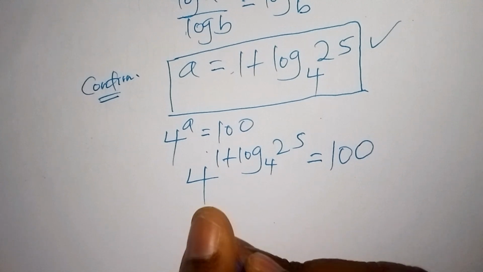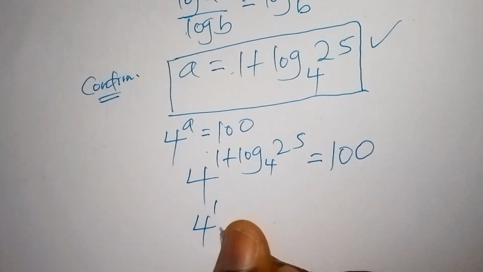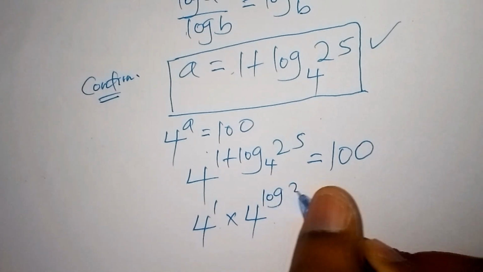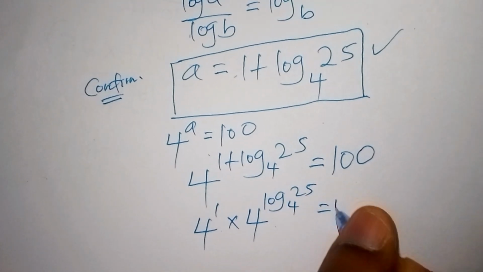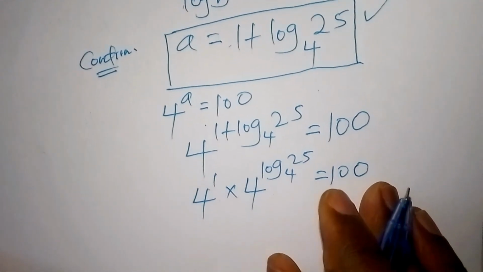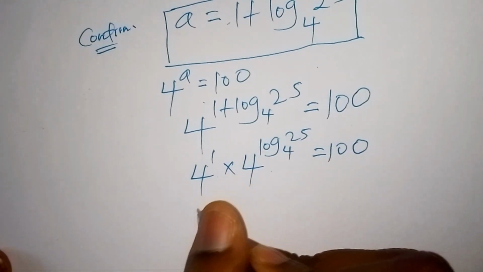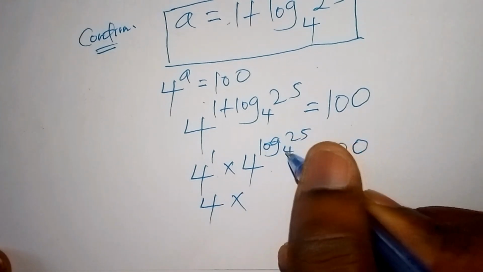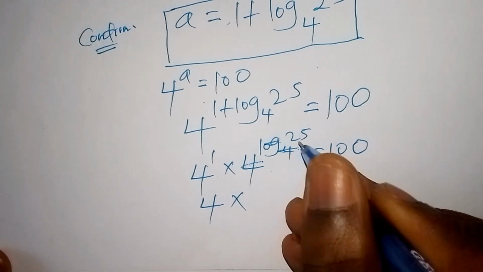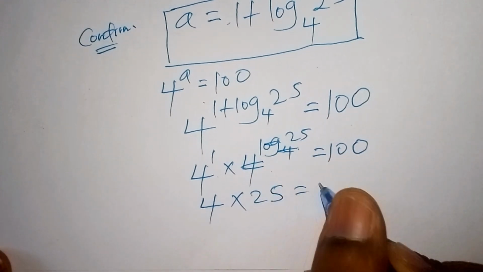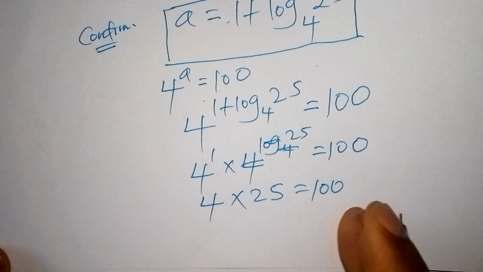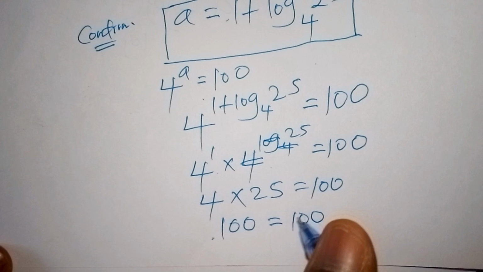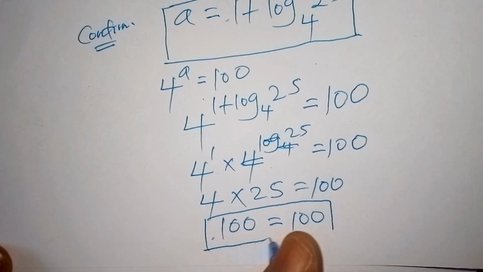So from here, when you work it out, we shall now have 4 to the power of 1, and the plus shall change to multiplication. So now we shall have 4 to the power of the log of 25 to the base of 4 is equal to 100. So 4 to the power of 1 is 4, then times, the log to the base of 4 shall cancel with this 4. So now we shall have 25 alone. So 4 multiplied by 25 is 100. So now we shall have 100 is equal to 100. So it means that our answer was very, very correct.